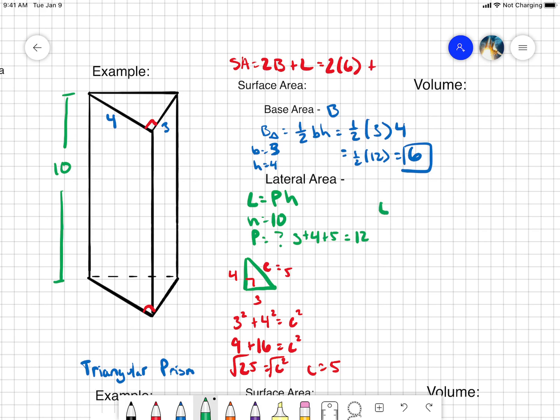So then my lateral area becomes 12 times 10, or 120. Making my surface area, since L is now 120, 6 times 2, which is 12, plus 120, which is equal to 132 units squared. And that's how you calculate surface area.